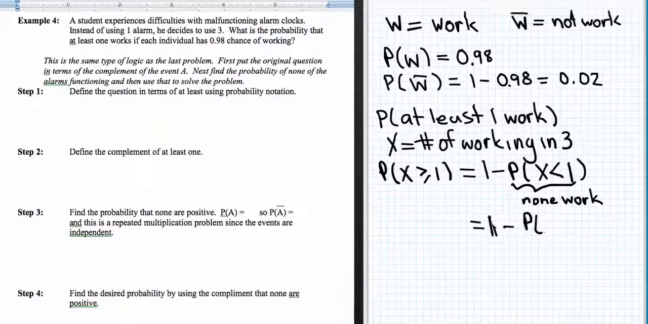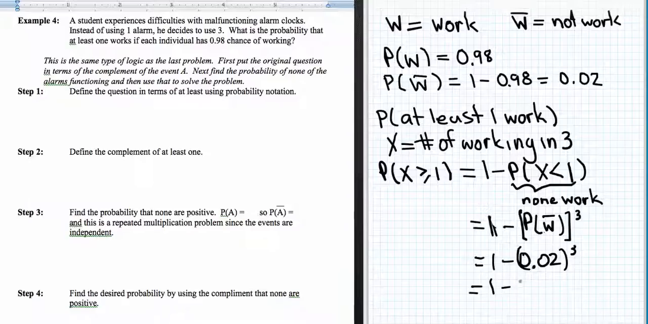So this is the probability of not working, cubed, because we have 3 alarm clocks, right? The first one doesn't work, and the second one doesn't work, and the third one doesn't work. So this is going to look like 1 minus 0.02, and then that gets cubed. And this is going to look like 1 minus 0.000008. 2 cubed is 8, and 2 decimals, 2 decimals, and 2 decimals, that makes 6. So there's 2, 4, and 6, and that'd be my probability.